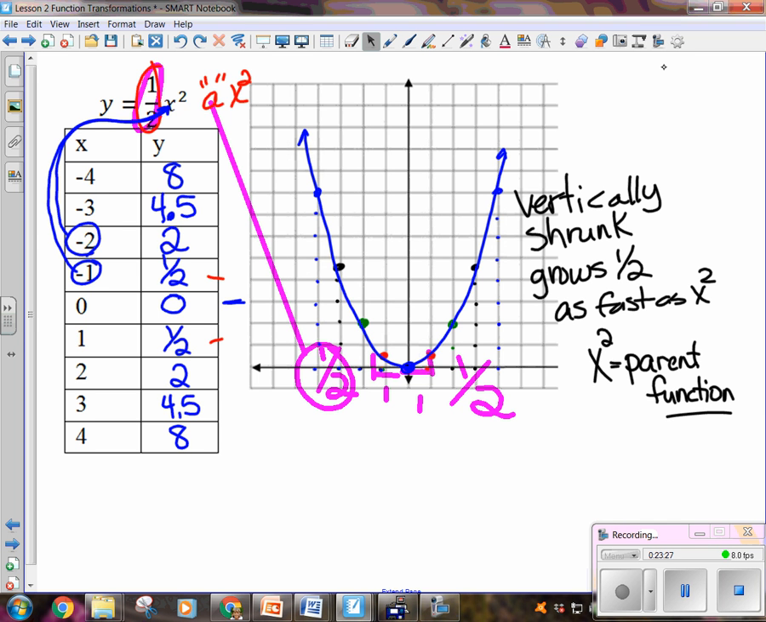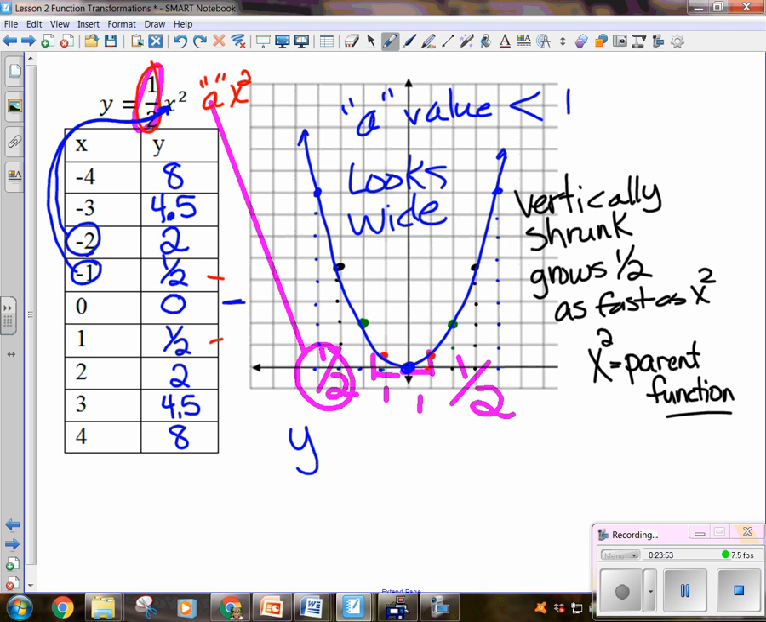So basically it's shrunk. It's almost like someone is sitting on this graph, pushing down on it. That's what we think about with vertically shrunk. So this one looks very wide. Again, my a value is less than 1. It's like 1/2, 0.5. So it could be, for example, 0.5 x squared, which is the same thing as 1/2 x squared. I could have 0.4 x squared, which would be the same thing as, I think, 2/5 x squared. So those graphs would look wider than normal.